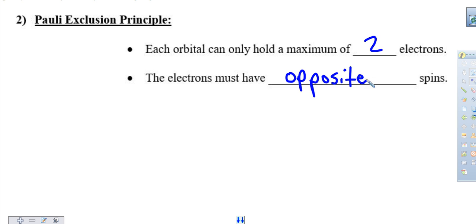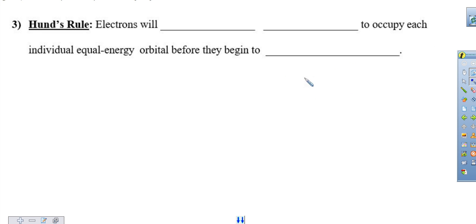So the only way two electrons can share the same space is that one has to be spinning clockwise and one spinning counterclockwise. So that means we're always going to pair an electron with an up arrow, a clockwise spinning electron, with a down arrow, an electron spinning counterclockwise. And the third rule we have to follow is Hund's Rule. Hund's Rule says that electrons will spread out to occupy each individual equal energy orbital before they begin to pair up.